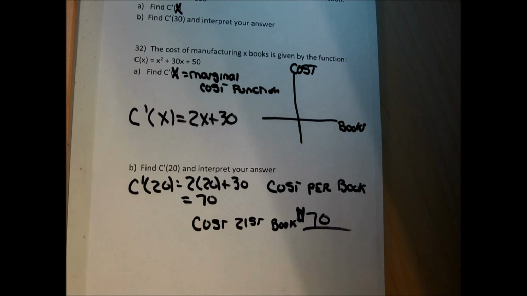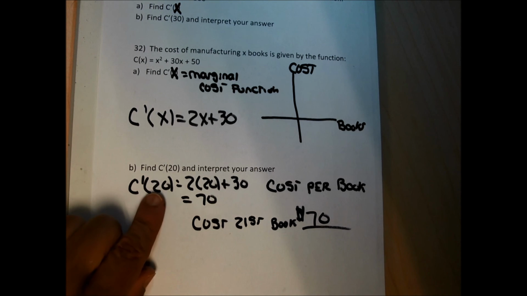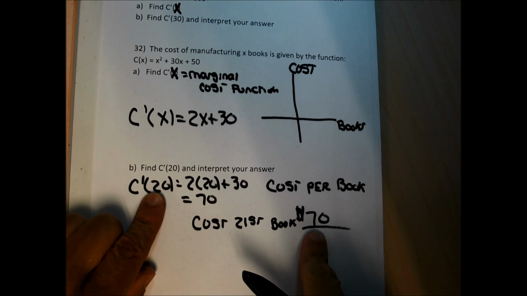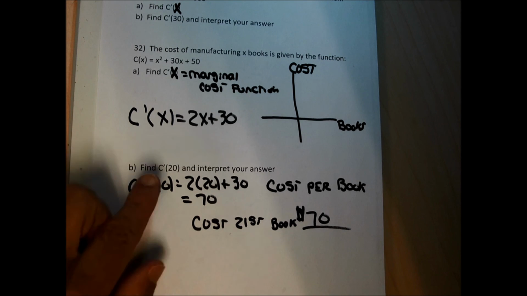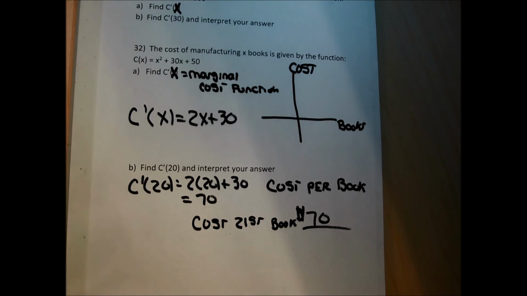Just like in the last problem, the profit from selling the 1,001st is going to be, so when you take the derivative of a cost function and put a number in, it estimates the cost of selling the next book. When you find the derivative of a profit function and put a number in, it estimates the profit from selling the next unit.